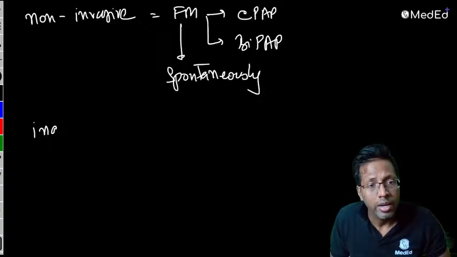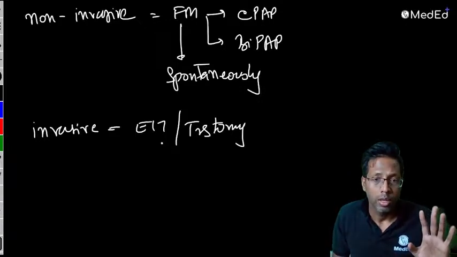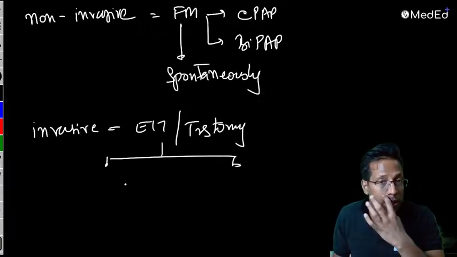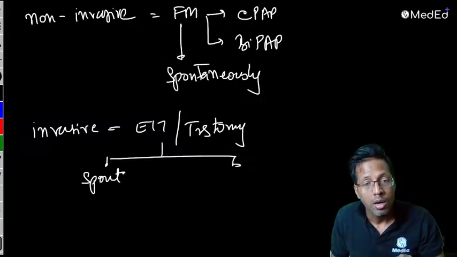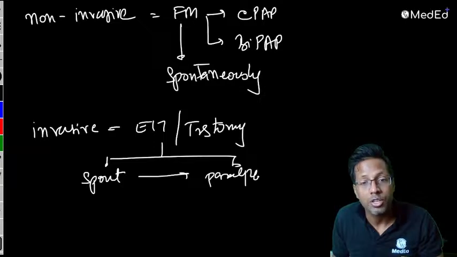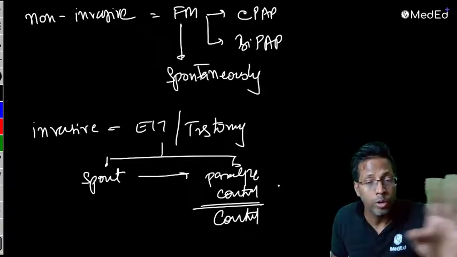On the other hand, the next is invasive ventilation. Invasive means you're going to put an endotracheal tube, or you're going to put a tracheostomy in the patient. Now, here there can be two things. Either the patient is breathing spontaneously, or if he is not breathing spontaneously, you paralyze the patient and you control the breath of the patient, right? And that is what is called controlled ventilation, where you get volume control, pressure control. I'm not going to go into details of that.